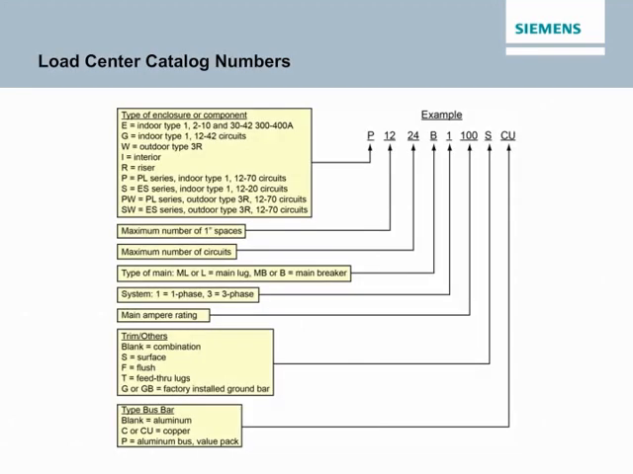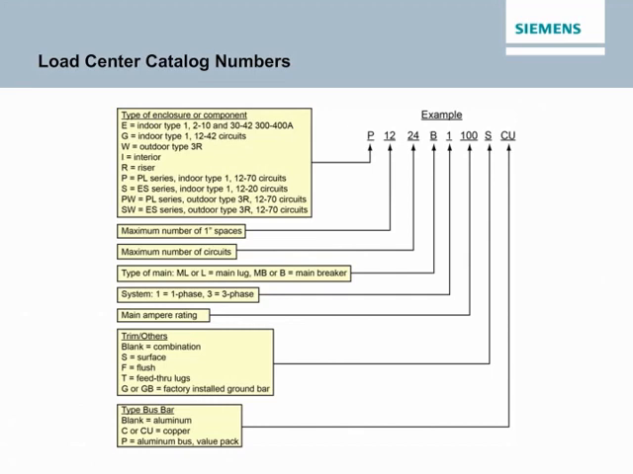Siemens load centers have an 8-part catalog numbering system. However, parts 7 and 8 may be blank depending upon the load center configuration chosen. Part 1 identifies the type of enclosure or the component being specified. Part 2 identifies the maximum number of 1-inch circuit breakers that can be installed. Part 3 identifies the maximum number of circuits.